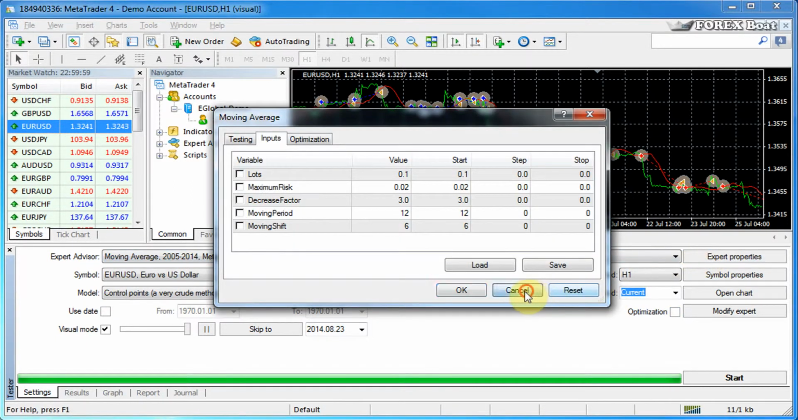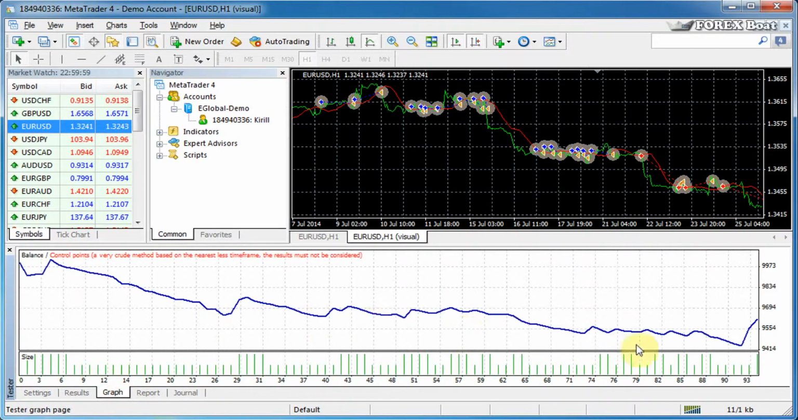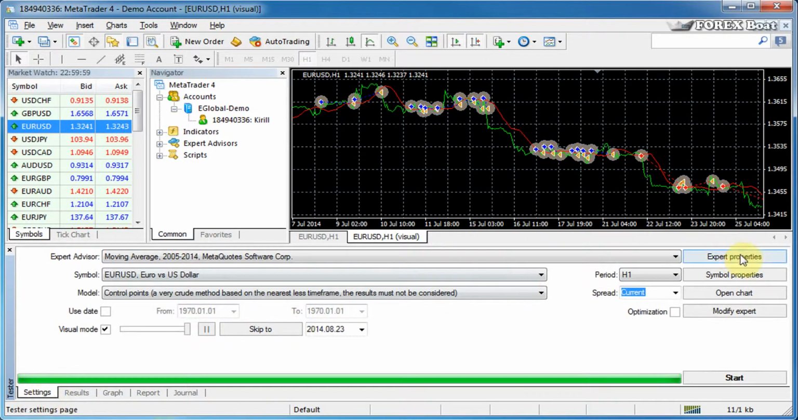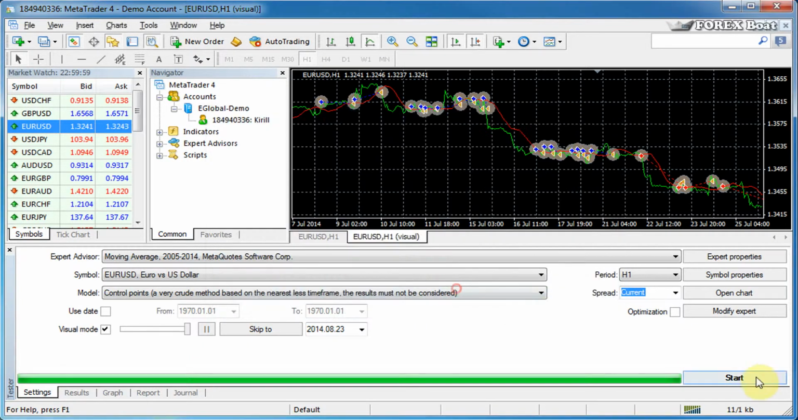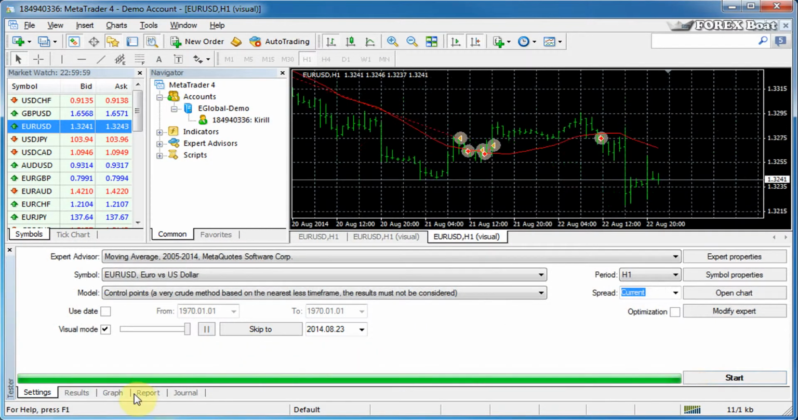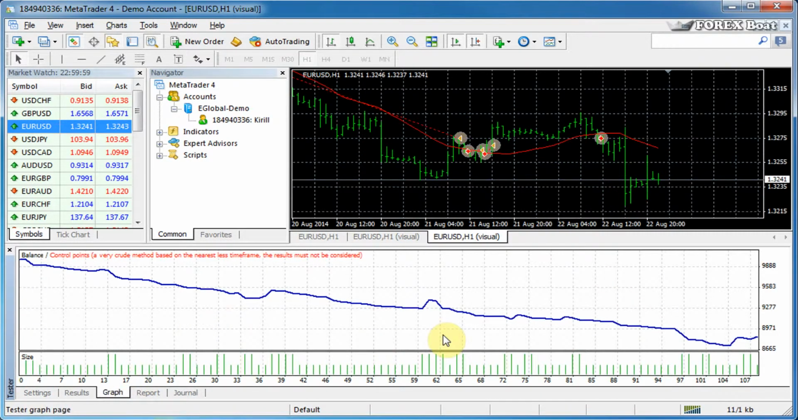So let's just go ahead and look at this chart. This is the chart we got after our backtest in the previous tutorial for the moving average indicator expert advisor. And now if we change some of the settings here, the chart should change. So let's go ahead and quickly have a look at that. So if we change the moving period to 24, moving shift to 0, for example, lots to 0.5, and then we launch our expert advisor now, you'll notice that the chart looks different.